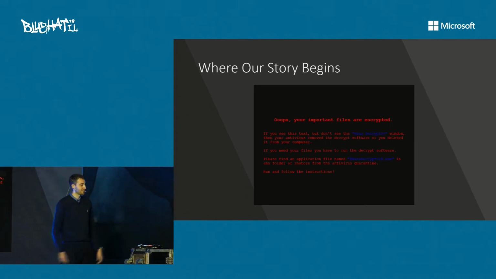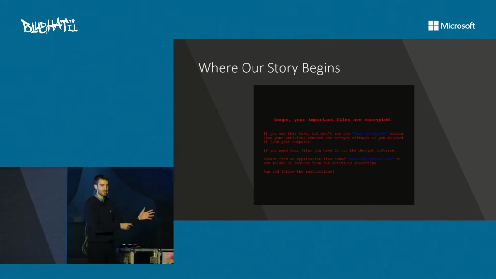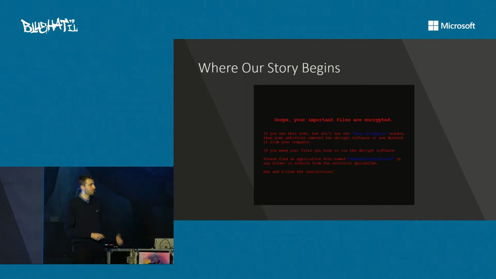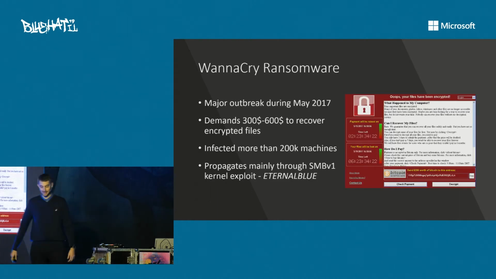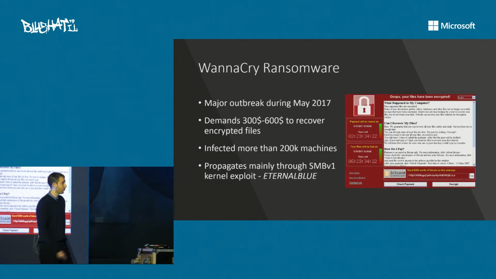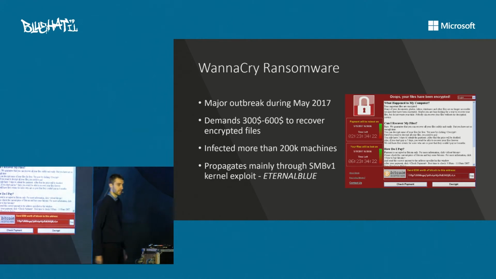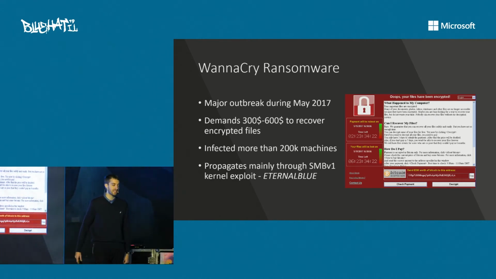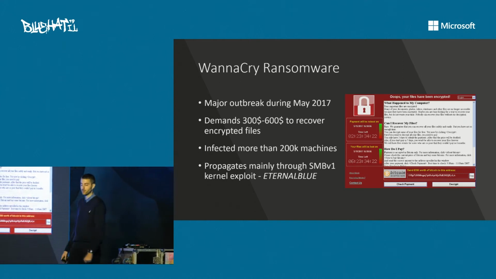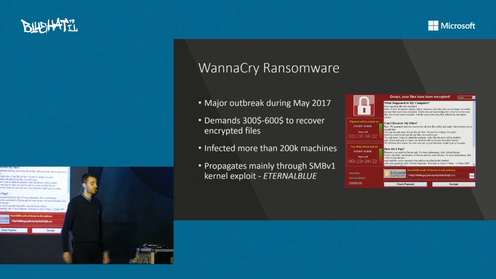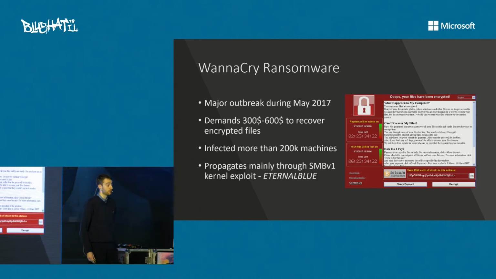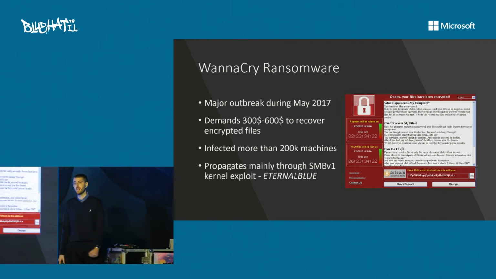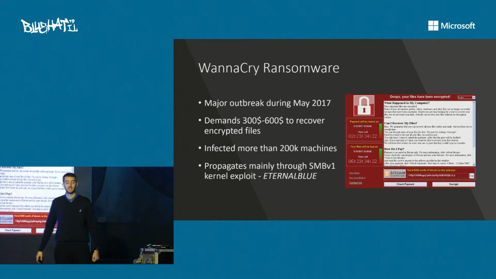This is where our story begins. You're all probably familiar with this infamous creation of the WannaCry ransomware. So let's have a little reminder of WannaCry. It was a major outbreak that happened during May 2017. The malware demands a few $100 in exchange for the user's data decryption. It infected more than 200,000 machines in just a few days, which is huge, and it propagated mainly through an SMB-v1 kernel exploit known as Eternal Blue.